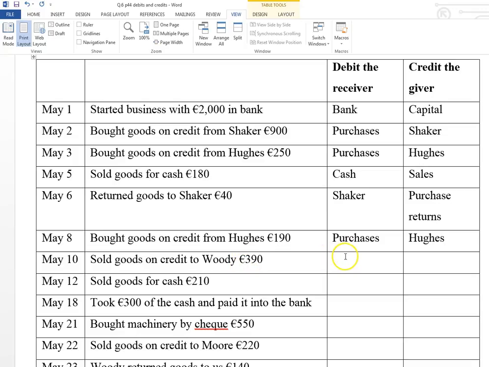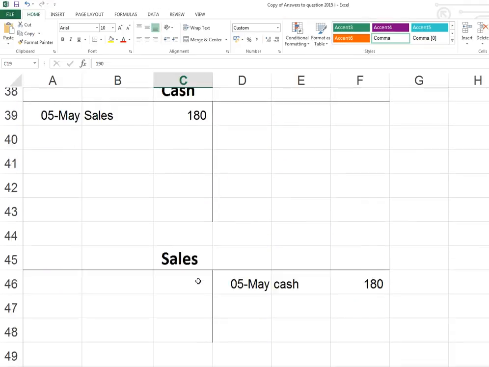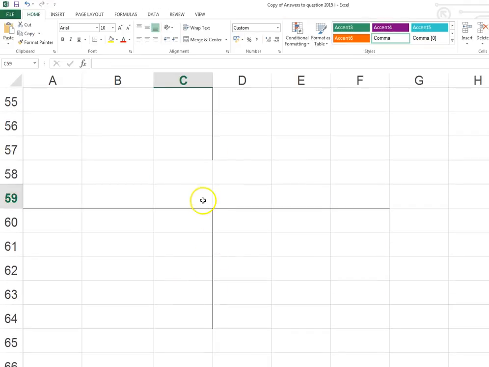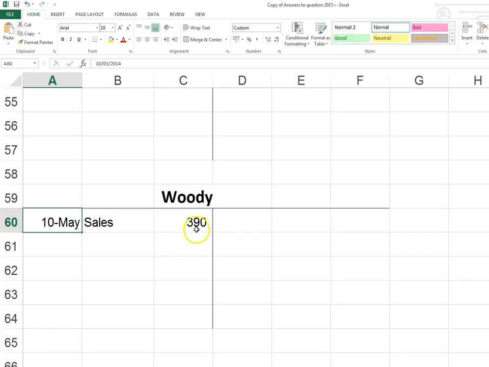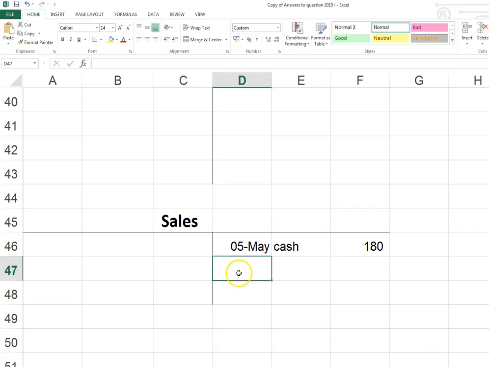Sold goods on credit to Woody. So sold goods, sales, and you're always giving the goods when you sell. That's that one, and Woody is receiving them. We already have a sales account, but we don't have a Woody account. So we'll open up a Woody account and add 390 to it. A new account down here for Woody. We've added 390 on the debit side of Woody, and then we'll go up to sales and we should have 390 added to the credit of the sales account.